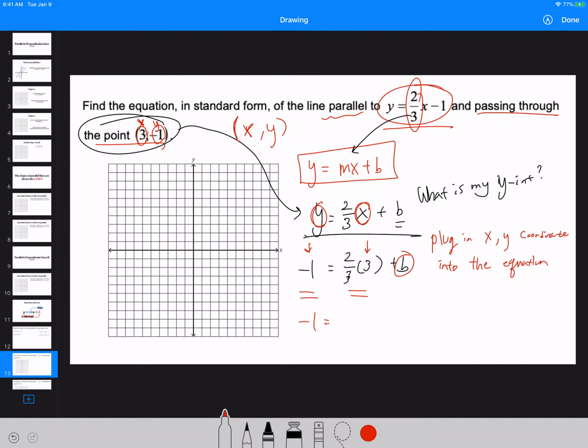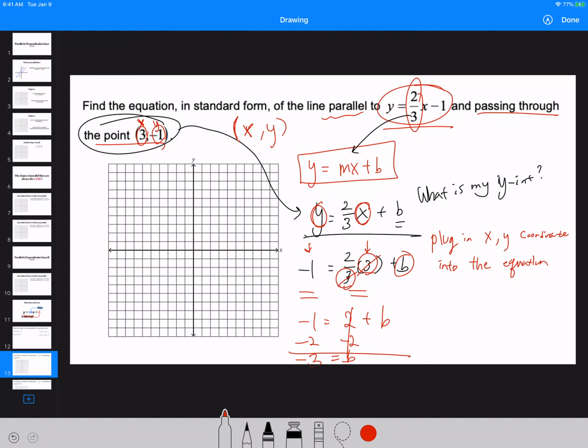Now you can use a calculator for that, but if you know how to multiply a fraction with an integer, if the denominator and the number that you're multiplying with are the same, you can simply cancel these out. And so you get negative 1 is equal to 2 plus b, and that's the equation. Subtract 2 on both ends, and what I end up getting is that negative 3 is equal to b.